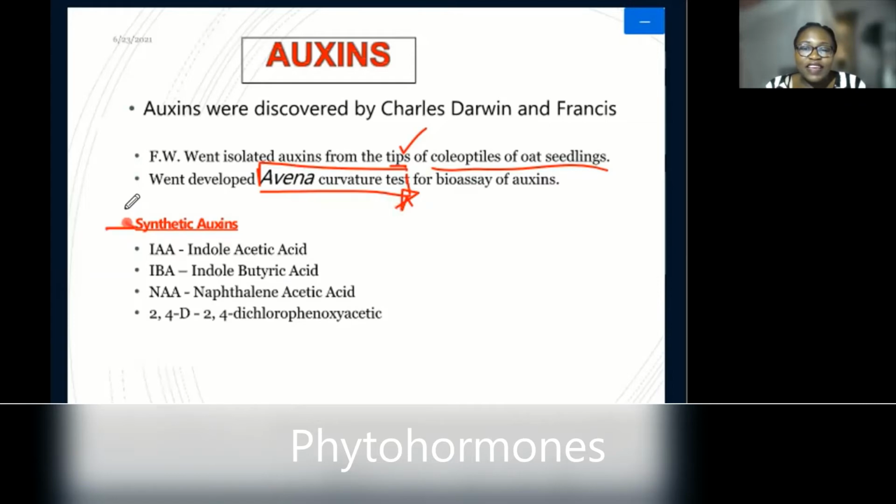So we have synthetic auxins. Synthetic now means today, we don't just rely on auxins that are natural. We also have those that you can buy, because as biotechnologists, we need to promote growth at one point or another. Maybe you're growing a certain plant or you're doing breeding. So if you want to promote growth, we have some forms of synthetic auxins. We have IAA, IBA, NAA, and 2,4-D. These are the 4 examples of synthetic auxins.